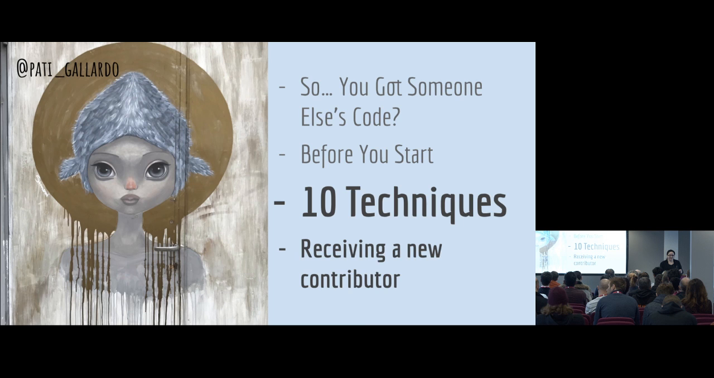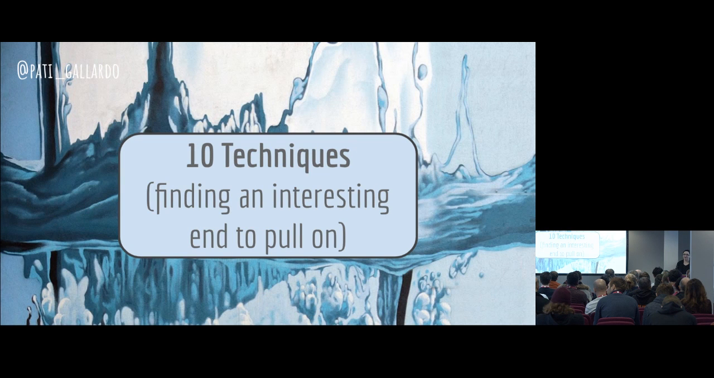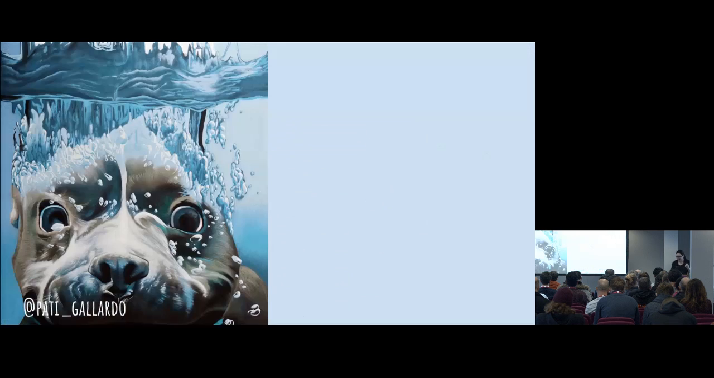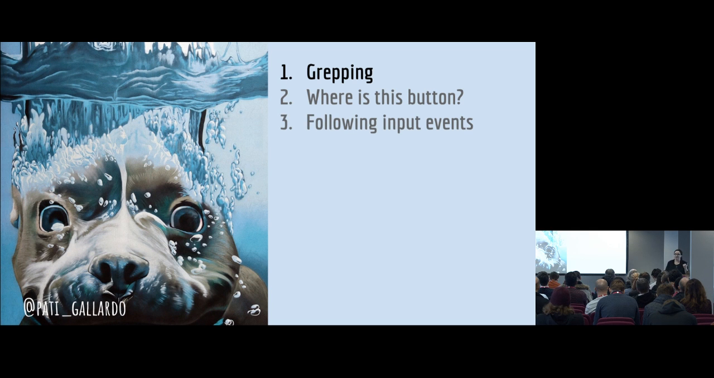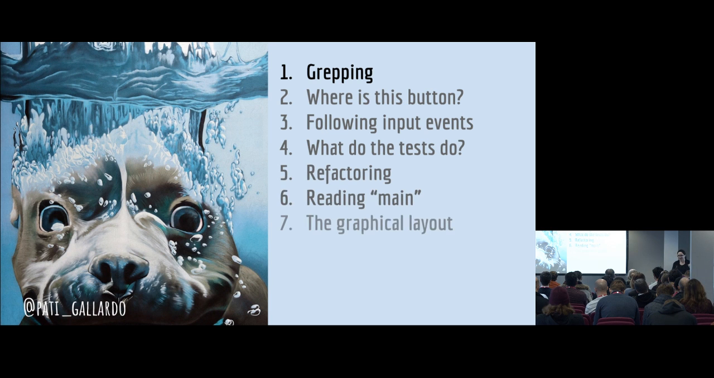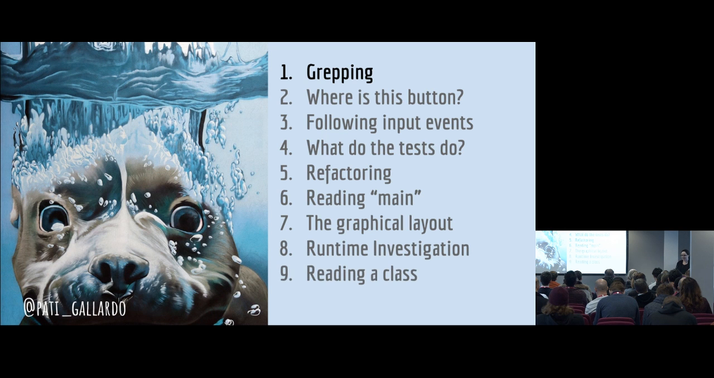Okay. So the 10 techniques for finding an interesting end to pull on are, and I'm going to list them here, and then we're going to go through them one by one. So the first one is grepping. Then where's this button? Following input events. What do the tests do? Refactoring, reading main, the graphical layout, runtime investigation, reading a class, and retelling or rubber ducking.